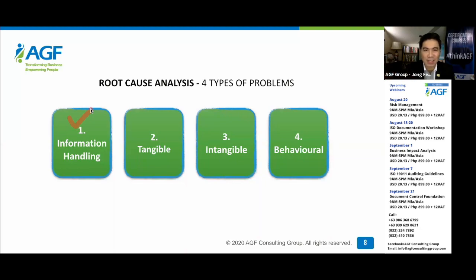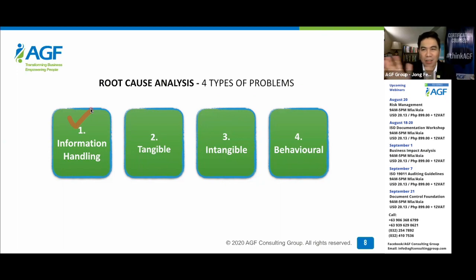Now, do you experience this in your organizations? I bet you do. And I bet it happens most of the time. And if the cause is information handling, your corrective or preventive action, I hope that's clear with you already. We discussed in our previous webinars the difference between corrective and preventive. So if the problem is information handling, your corrective or preventive actions should have something to do with improving the communication process, okay?